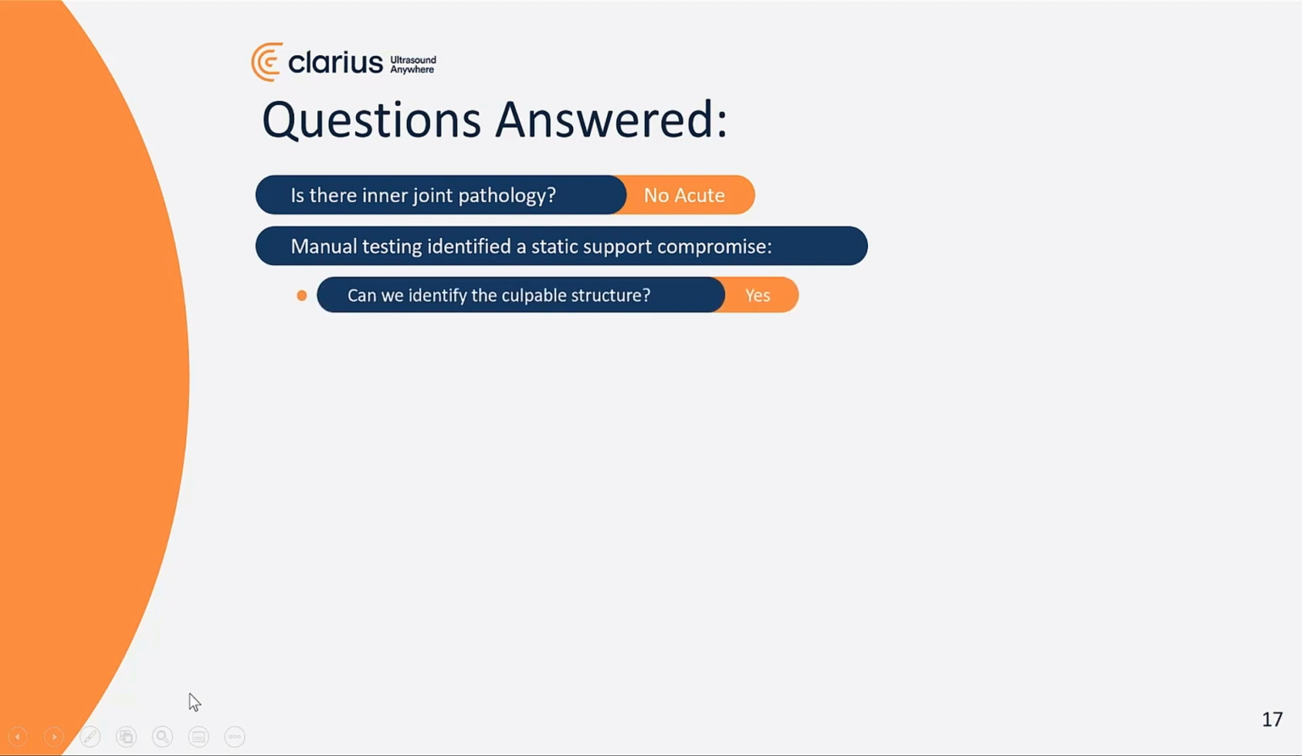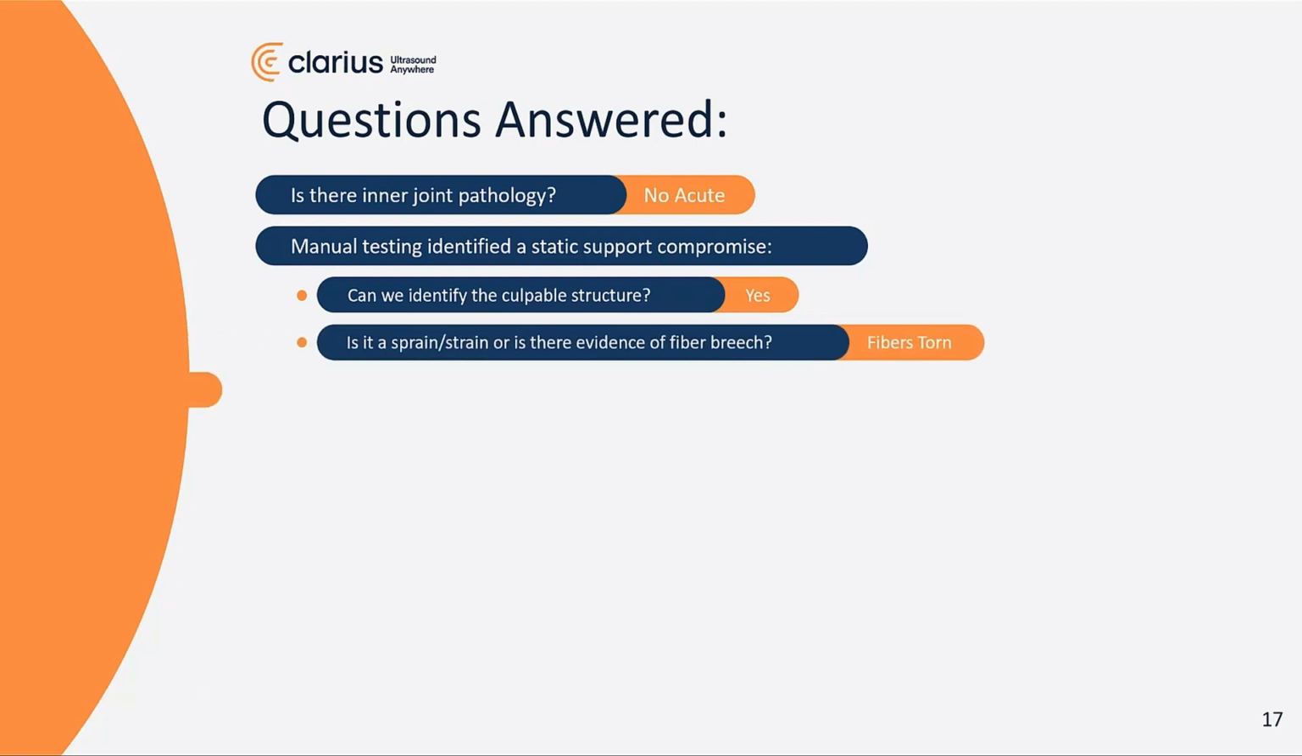Through manual testing, I've been able to identify that there was some static support compromise, but can we identify the culpable structure? Yes, we can. It was the lateral collateral ligament. But are we able to determine if it's just a sprain strain, or is there evidence that the fibers have been breached? Well, you and I both saw that the fibers were torn. Was it a full tear or a partial tear?